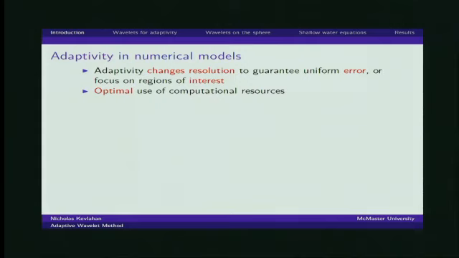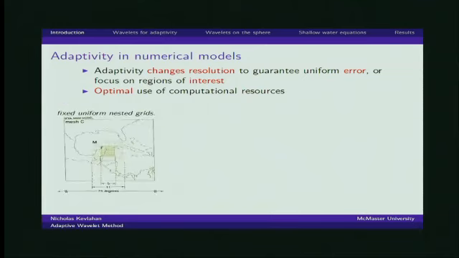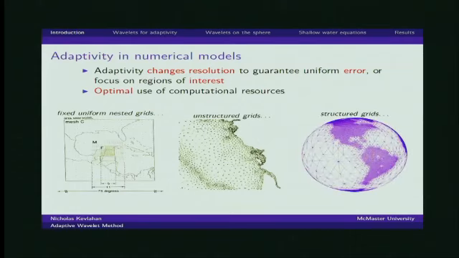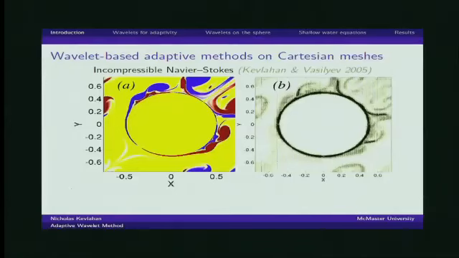So adaptivity in numerical models: I'm interested in dynamical adaptivity, where the grid resolution changes to guarantee uniform error or to focus on regions of interest. And it also makes optimal use of computational resources. Familiar ways to do this include grid nesting, unstructured grids. We saw an example of that, a very nice example for sea ice, and structured grids. I'm going to propose using wavelets to do this because wavelets give you a general structure that can be used to make almost any method adaptive.